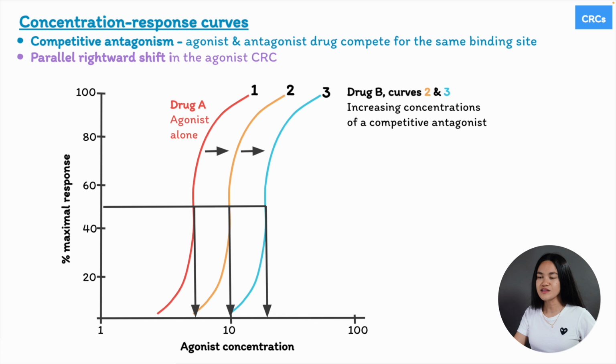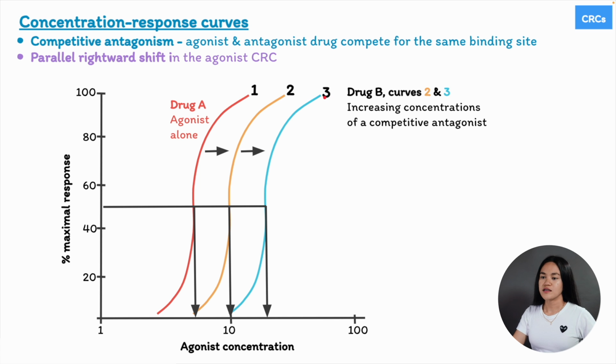Pretty cool, right? So, to summarize, curve 1 represents the agonist drug alone, while curves 2 and 3 show the response of the agonist drug in the presence of increasing concentrations of the competitive antagonist. Okay? The competitive antagonist causes a rightward shift in the agonist concentration response curve without altering the maximum response. All right? That's how a competitive, reversible, or surmountable antagonist affects the CRC. In the presence of a competitive antagonist, the CRC shifts to the right, but the maximum response can still be achieved with a sufficient amount of the agonist.